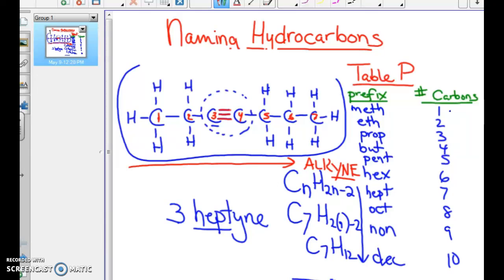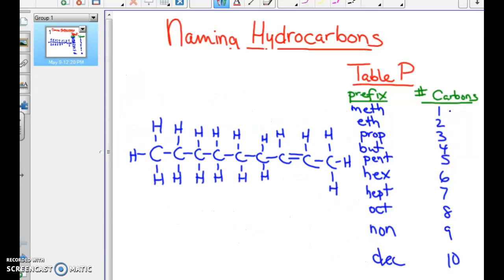Let me give you another one to try for yourself. Okay, my friends, using the rules we mentioned, could you please take a moment and try to name this one? I'll pause, and we'll check in a moment. Take as much time as you need. Okay, so you've finished naming it.